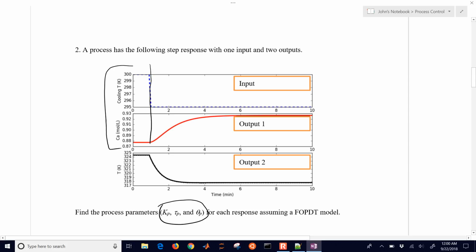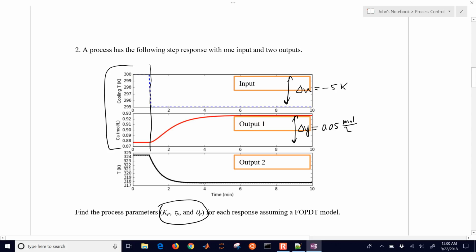Okay, this is when I start, and the first thing I want to do is come up with my delta y, and that's going to be about 0.05 moles per liter. And my delta U is how much I change in my input, and that's going to be about -5 Kelvin.